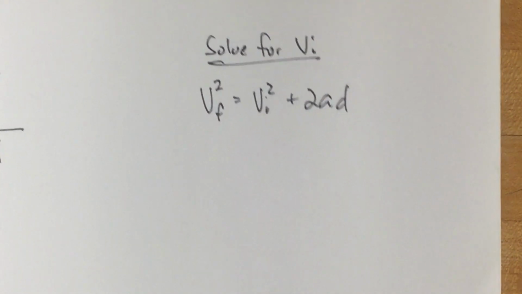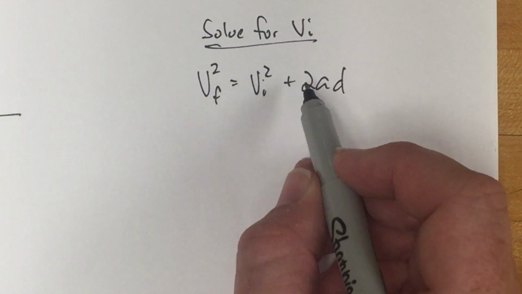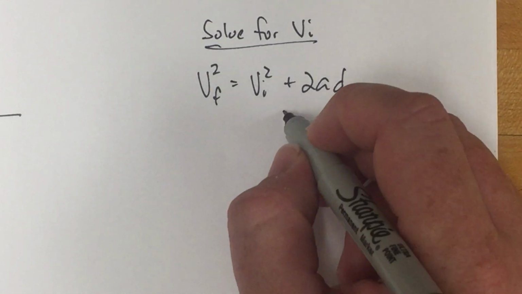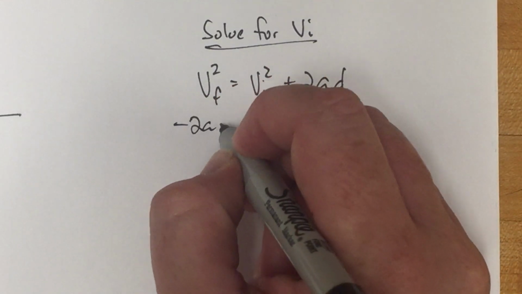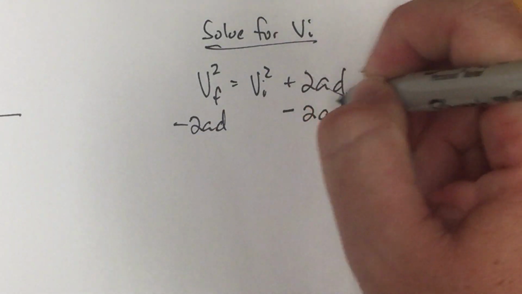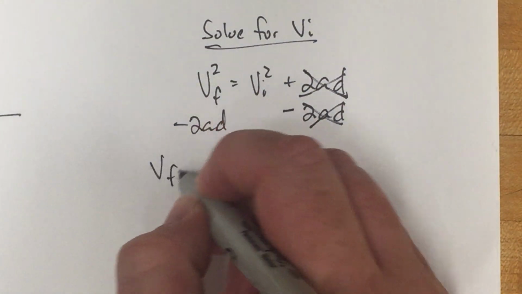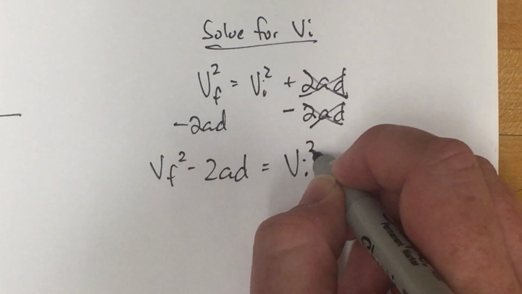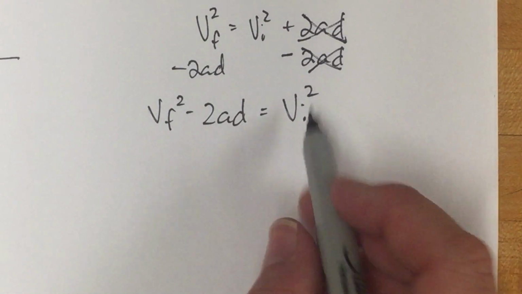Solving for Vi is similar, except Vi doesn't start by itself. So the first thing to do to get Vi by itself is to subtract everything else that's being added. So the opposite of adding is subtracting, so I'll subtract this whole thing, 2ad, and I'll do that from both sides. If I have Vi squared and I add 2ad and take it away, it cancels out, and I'll have Vf squared minus 2ad equals Vi squared. Now, Vi is isolated, it's by itself.